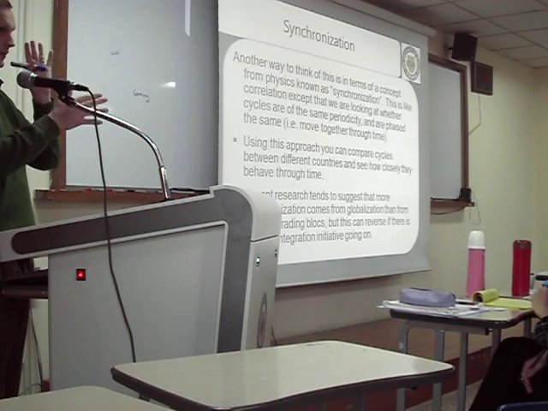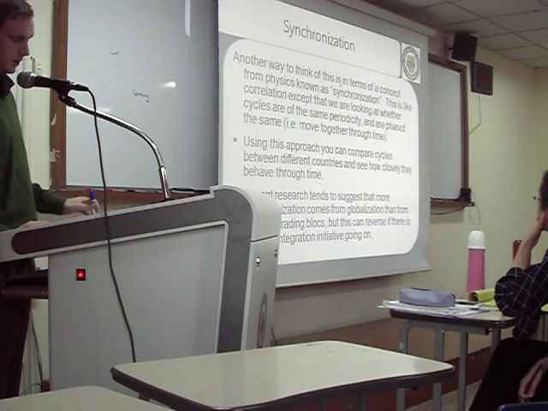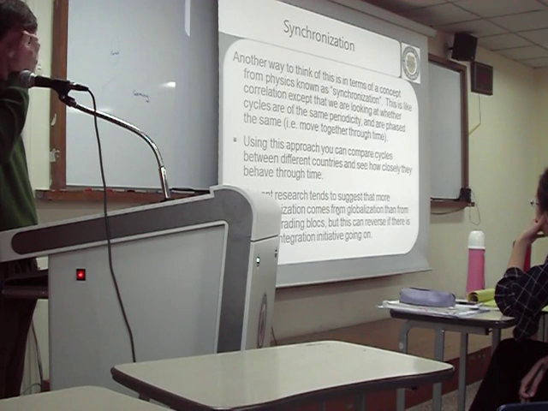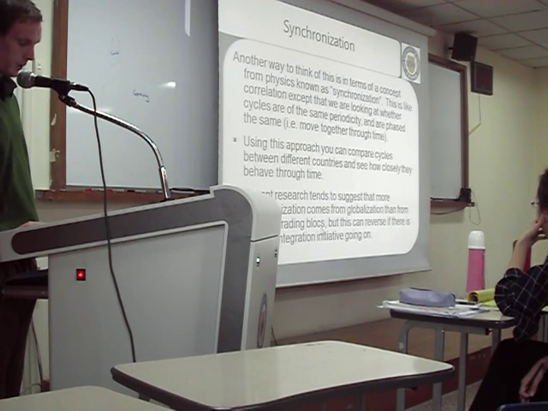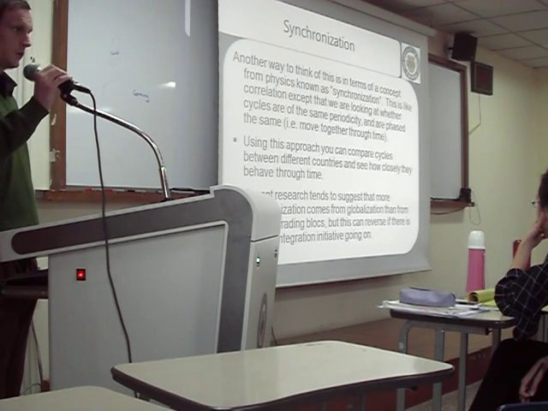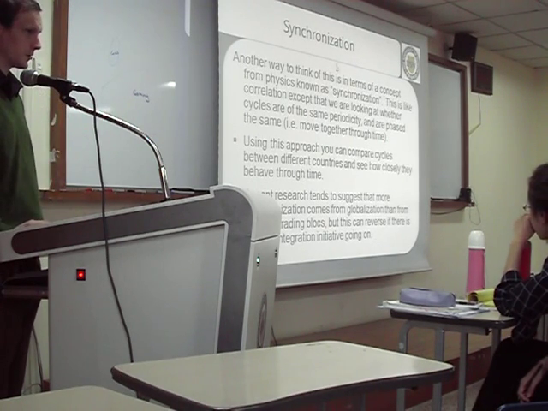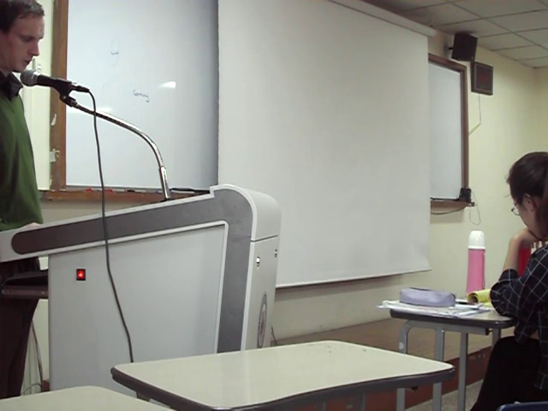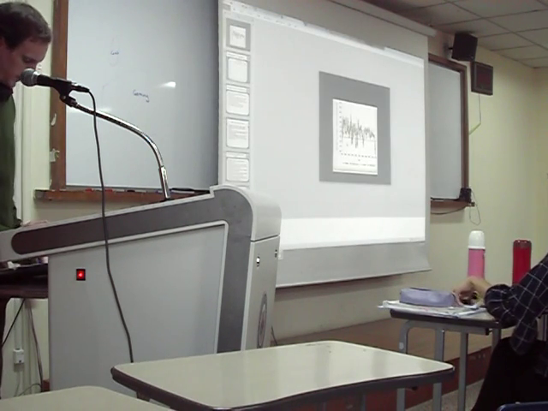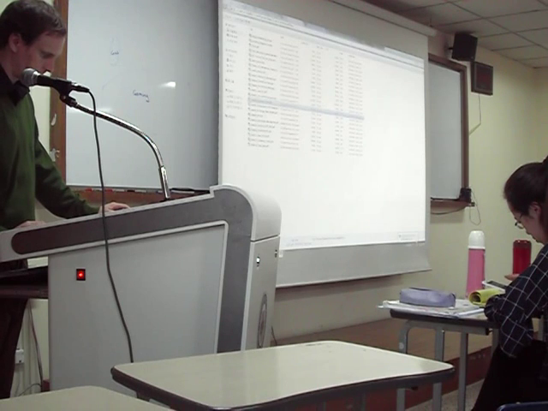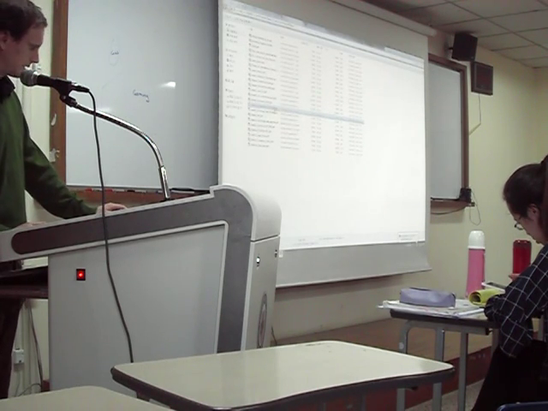So synchronized is moving together, everything together. Okay? So is the cycle the same period and phase at the same time? So we can use this more than correlation. And using this synchronization, it says that globalization is more important than the regional trading block. Regional trading blocks are important, but globalization is more important. So when we read the article, we'll try to understand a little better how globalization is affecting the business cycle. Okay. Do you have any questions about that? No. So then let's read the article.